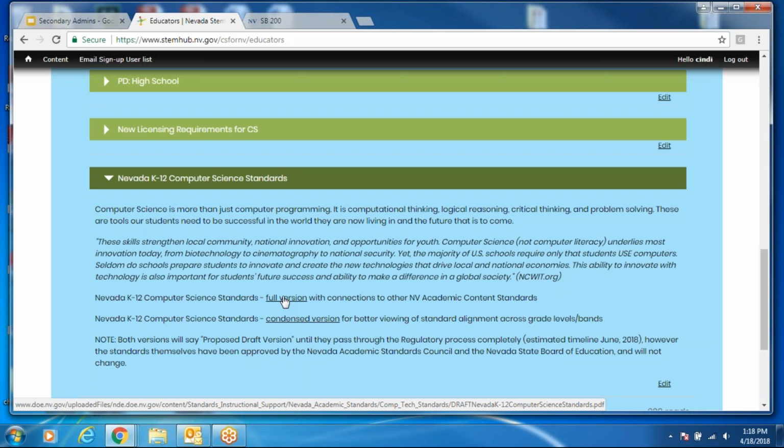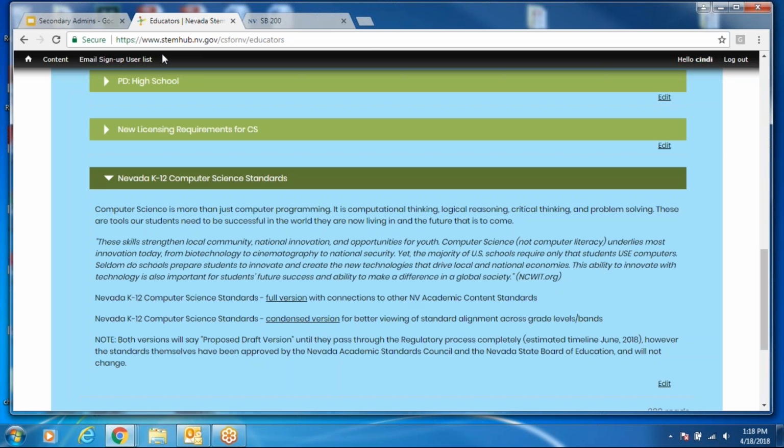When you get to secondary, with the middle and the high school, they go into grade bands. So you've got 6 through 8, and you've got the 9 through 12. The condensed version is without the connections included, and it's in a table where you can see the progression of standards across the grade levels. Both of them say proposed still until they complete the regulatory process, which is going before the State Board for the regulations on June 7th, I believe it is. Then I'll remove the proposed draft, and it will be the final version.